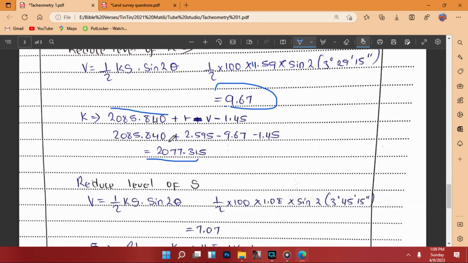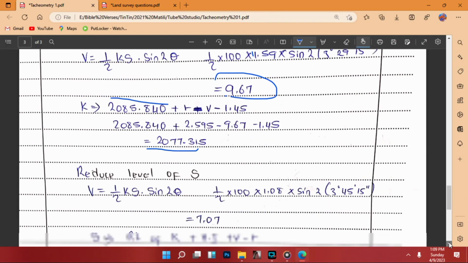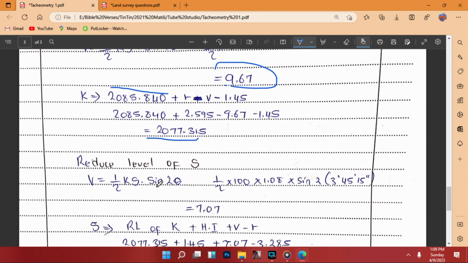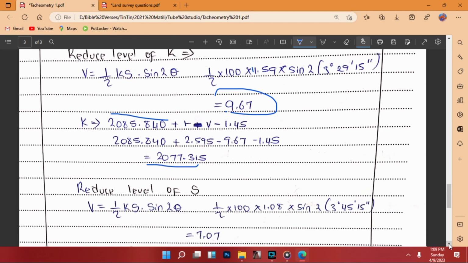We go back. So here we calculate V. V will be half KS sine 2 theta. All these values are in the table. S we had calculated. So V will be 7.07.